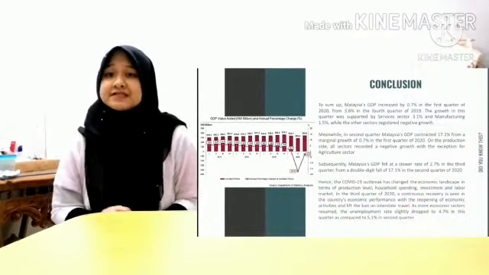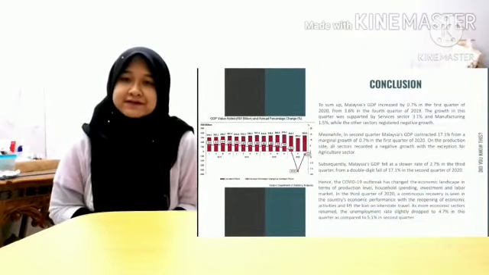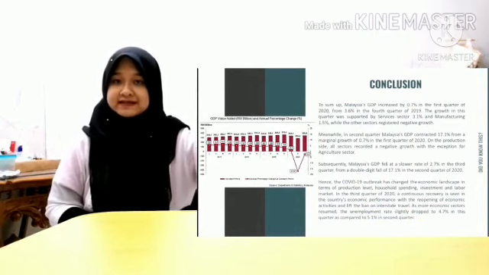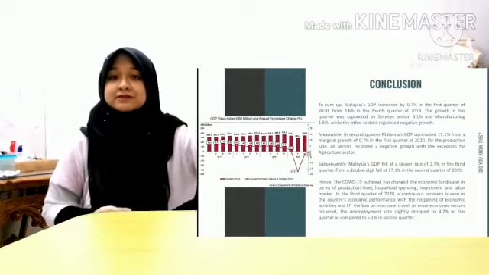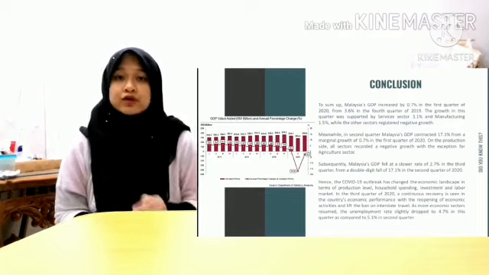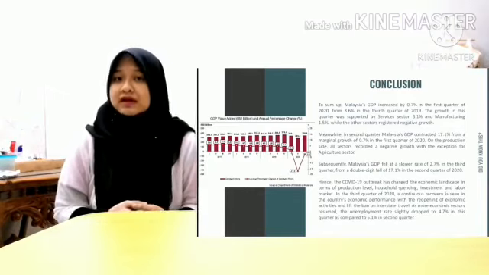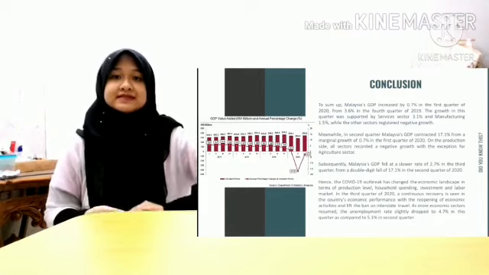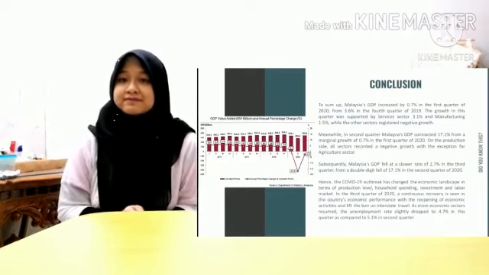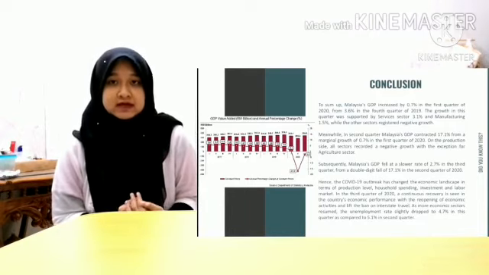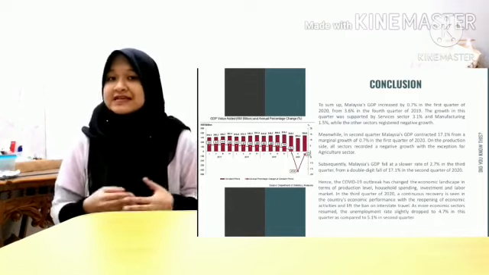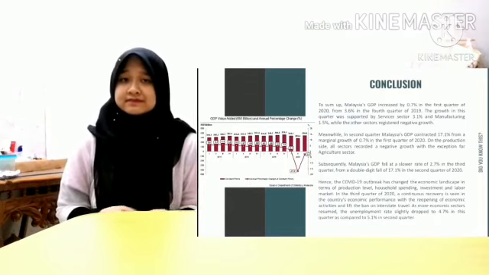To sum up, Malaysia's GDP increased by 0.7% in the first quarter of 2020 from 3.6% in the fourth quarter of 2019. The growth in this quarter was supported by the services sector at 3.1% and manufacturing at 1.5%, while the other sectors registered negative growth. Meanwhile, in the second quarter, Malaysia's GDP contracted 17.1% from a marginal growth of 0.7% in the first quarter of 2020. On the production side, all sectors recorded negative growth with the exception of the agriculture sector.